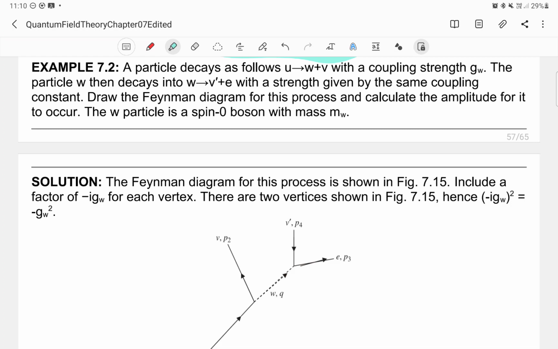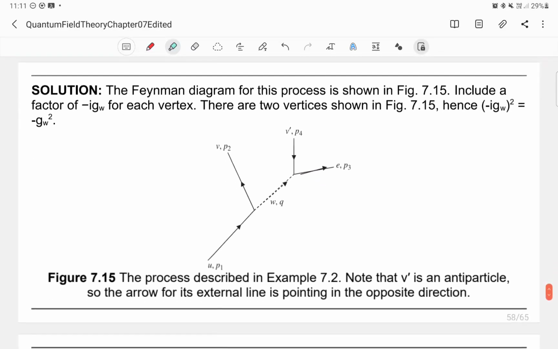The particle W then decays into V prime plus E, or this is an anti-neutrino plus an electron, with a strength given by the same coupling constant. Draw the Feynman diagram for this process and calculate the amplitude for it to occur. The W particle is a spin zero boson with mass MW. So let's look at the solution for this example.